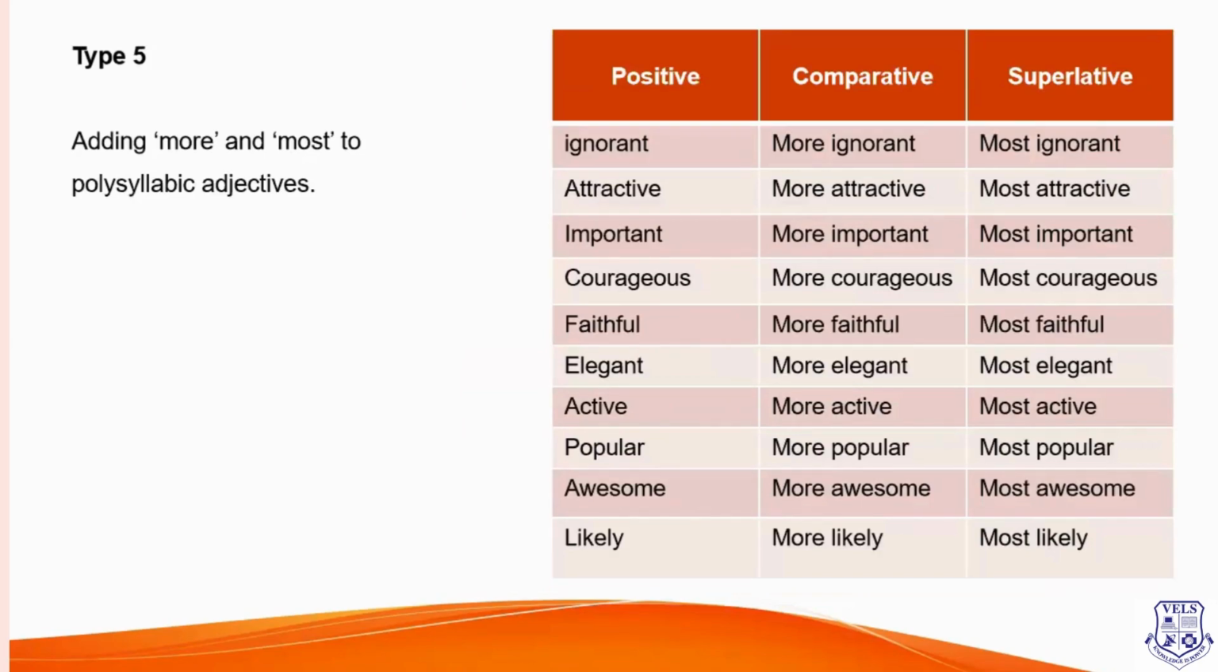Now, let's see the fifth type. There are many special words where we add more for the comparative degree and most for the superlative degree. Words such as ignorant, attractive, important, courageous, faithful, elegant, active, popular, awesome, likely are converted into a comparative degree when we add more, and further converted into a superlative degree when we add most. So these words are special words where we don't add ER or EST. Instead, we add more for comparative degree and most for superlative degree.